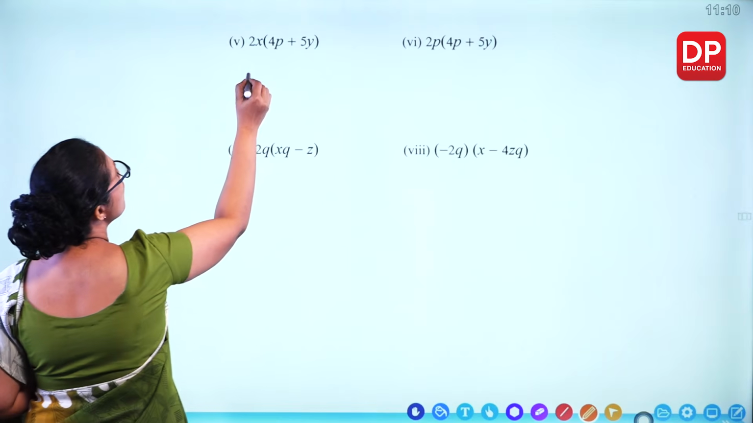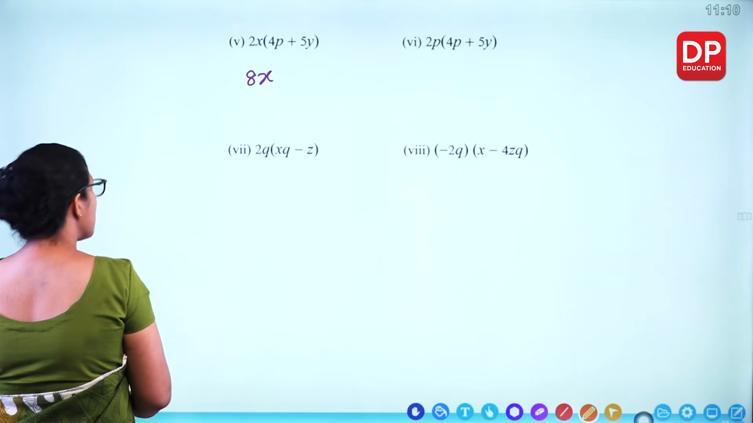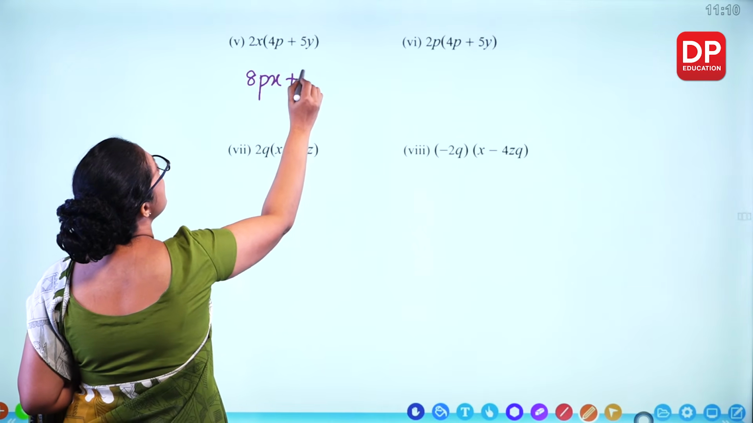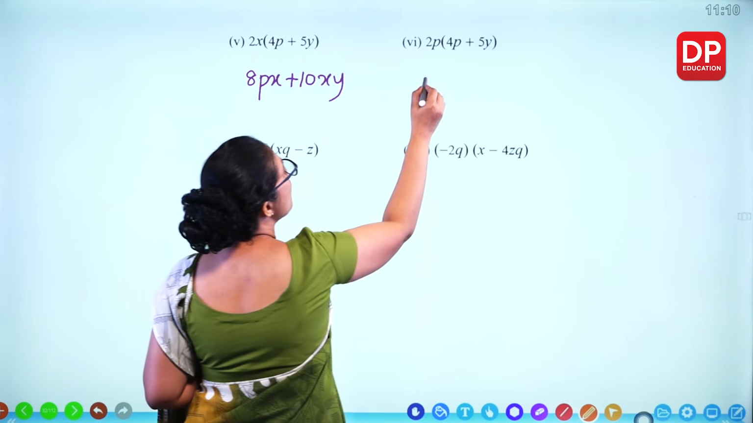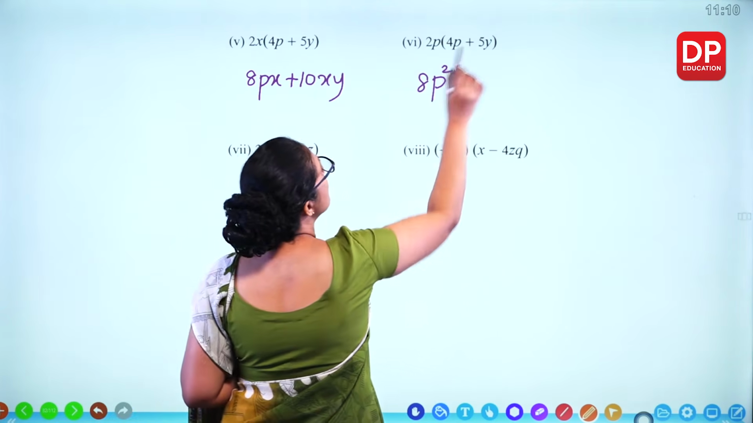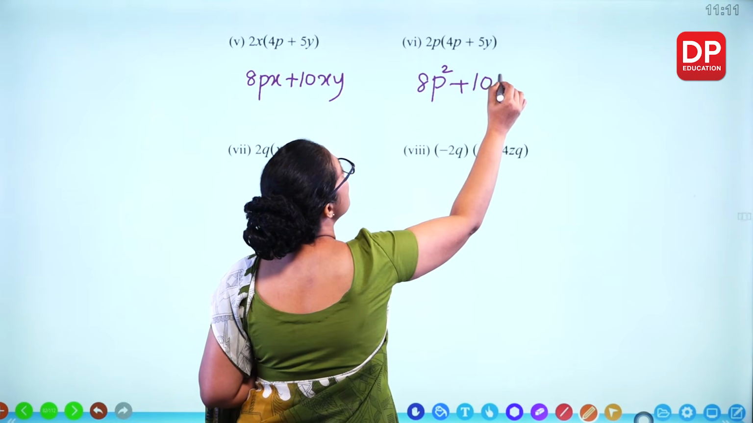Here 4 times 2, 8xp, or we'll write px first. Px. Here 10xy. 2 times 4, 8. 8p squared. P into p, p squared. 5 times 2, 10py.